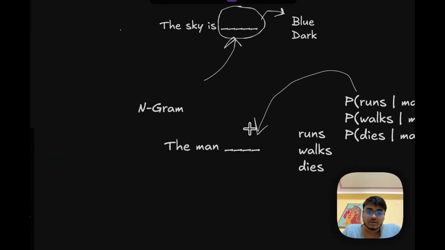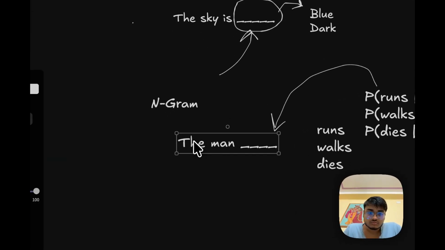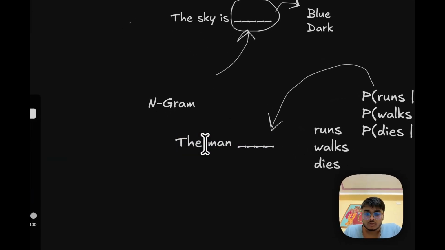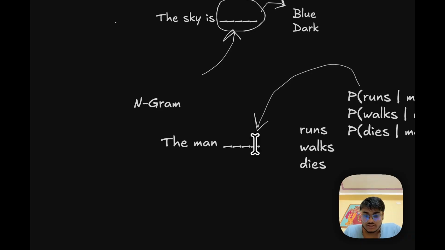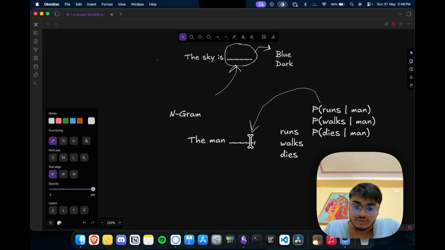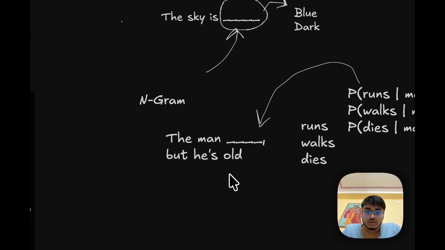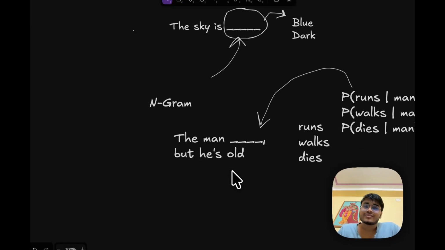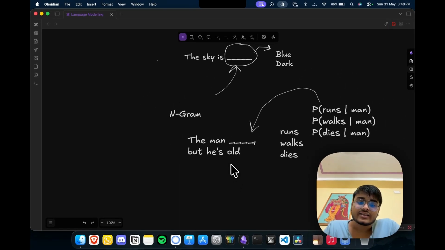Let's say the man, I don't know what comes after this, but if I say the man something, but he's old, okay, there might be a possibility that anything comes after this, but the idea is pretty simple. You have to understand the context.